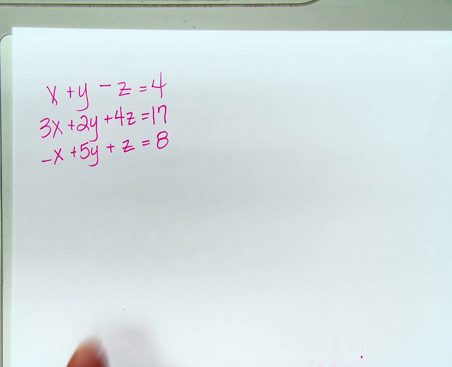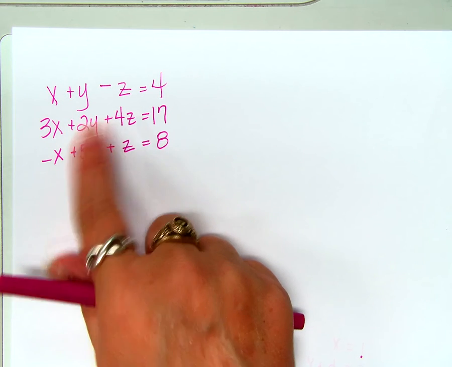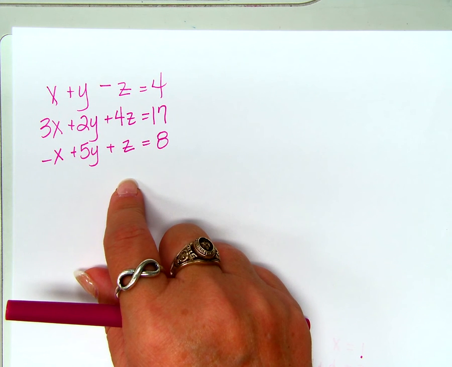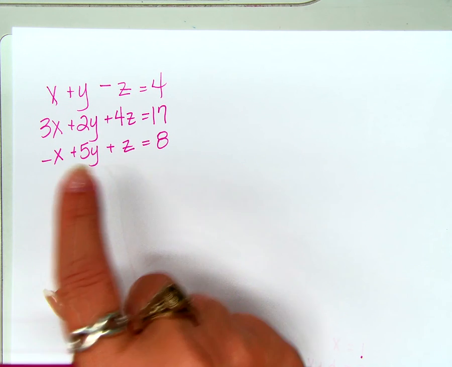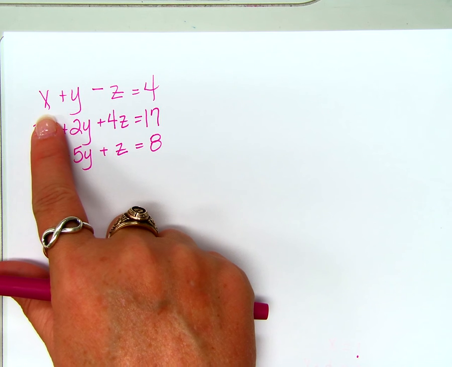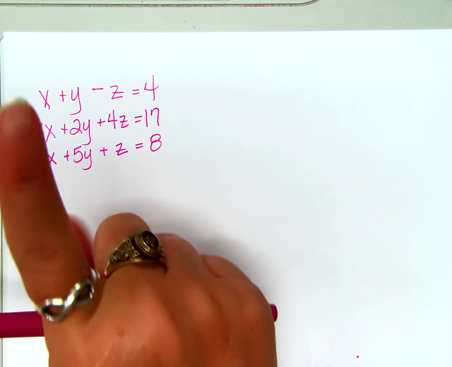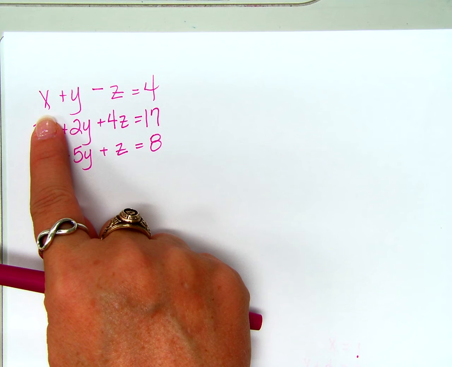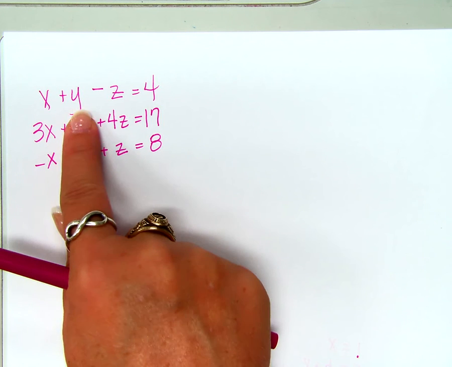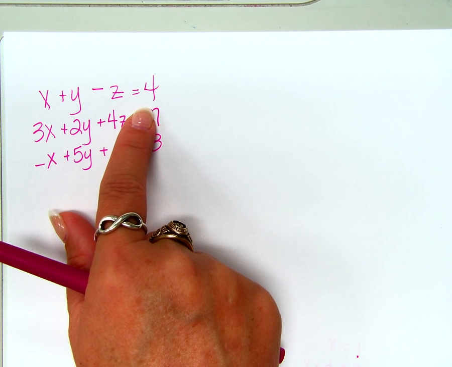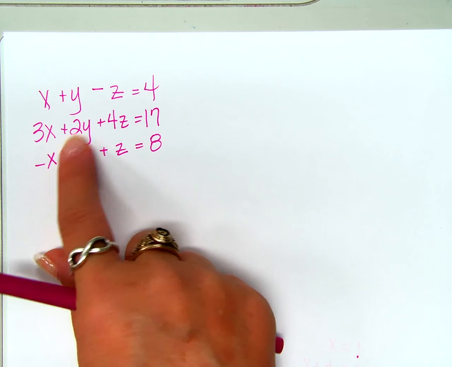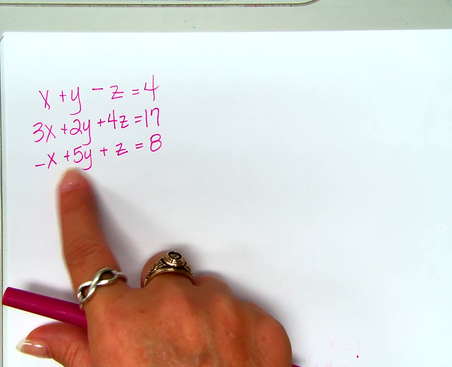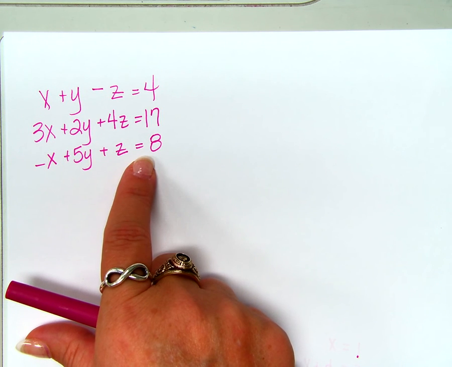Okay? What I did is I wrote down the problem I wanted to do. I wrote it down straight from the book, just like you're going to do eventually. Okay? And then what I did is I literally went back with 2 fingers, one on my paper, one on the book, and I said x plus y minus z equals 4. 3x plus 2y plus 4z equals 17. Negative x plus 5y plus z equals 8.